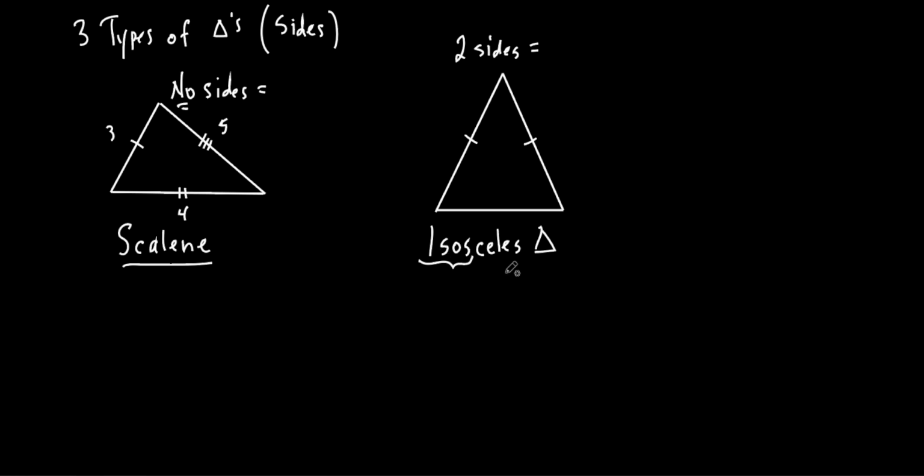So it's isos, and then what's this part? How do I say that? Celes. But the S at the beginning is a C. All right? Like Celine Dion. Have you ever heard of Celine Dion? She used to be a famous singer. She's not so famous anymore. But anyway, her name starts with a C, right?